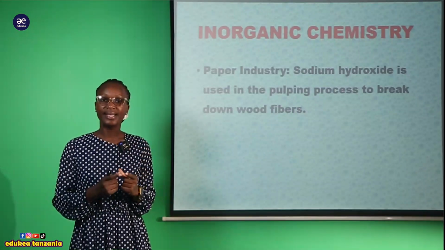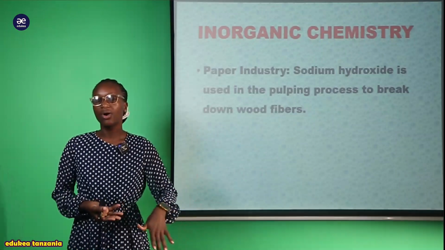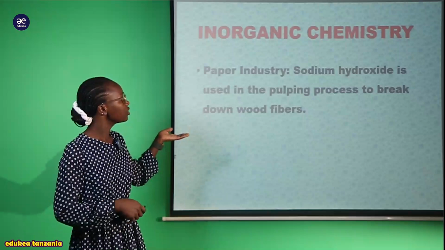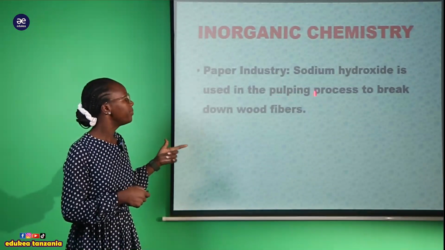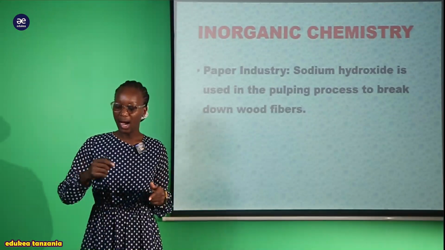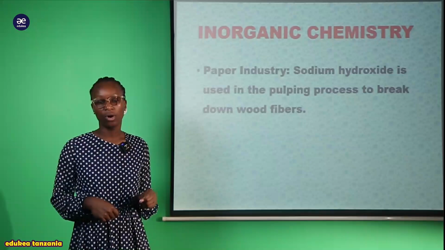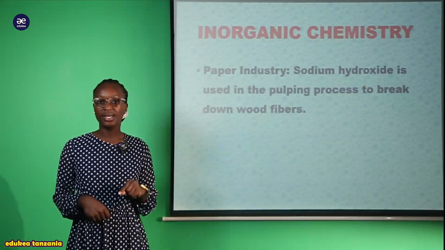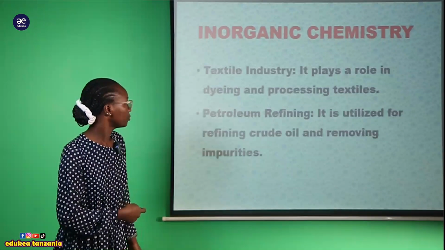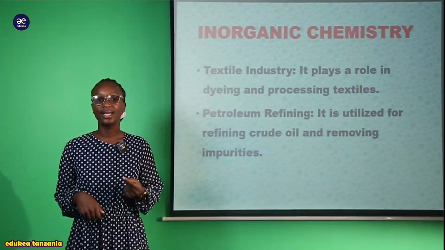Wakati tunachakata ile malighafi ambayo ni mbao, ili tuifanyie conversion, tuibadilishe toka kwenye mbao iende iwe paper, ndio hizi karatasi ambazo tunatumia. Sasa hii sodium hydroxide inatumika kwenye pulping process to break down wood fibers, kwa sababu we have to remove those wood fibers in order to get the product of paper. Kwa hiyo utaona kwamba this sodium hydroxide is very crucial, kwa sababu inatumika hapo. But also the sodium hydroxide is useful in the textile industry.